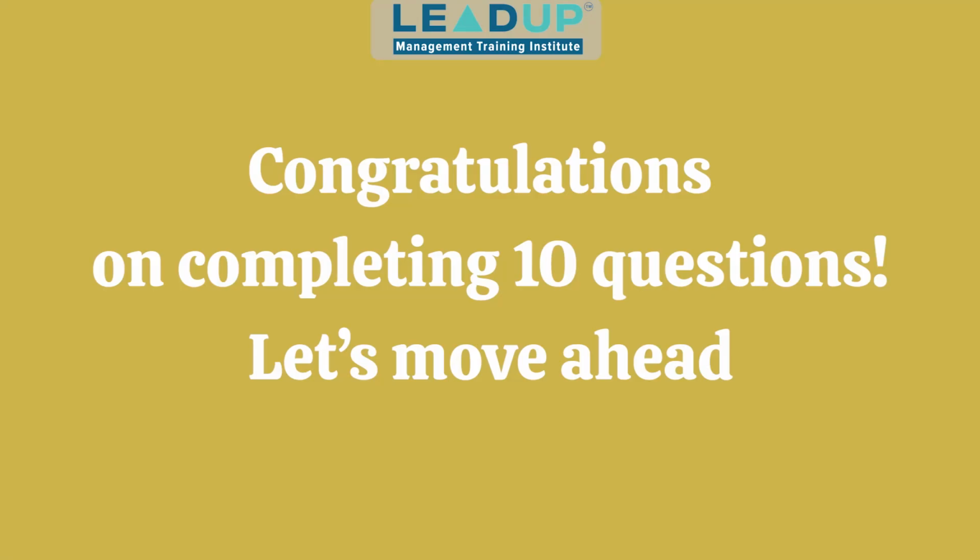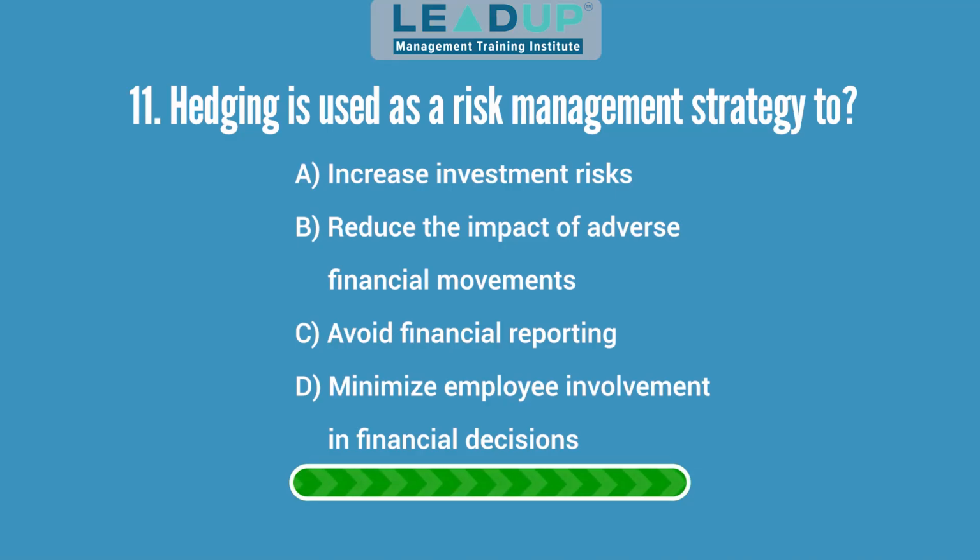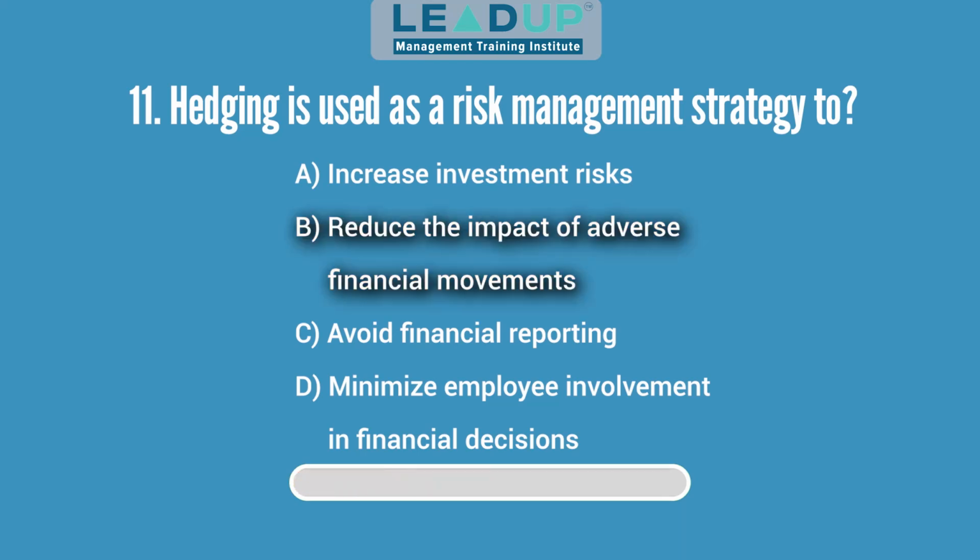Congratulations on completing 10 questions. Let's move ahead. Question 11. Hedging is used as a risk management strategy to A. Increase investment risks. B. Reduce the impact of adverse financial movements. C. Avoid financial reporting. And D. Minimize employee involvement in financial decisions. Answer: reduce the impact of adverse financial movements.